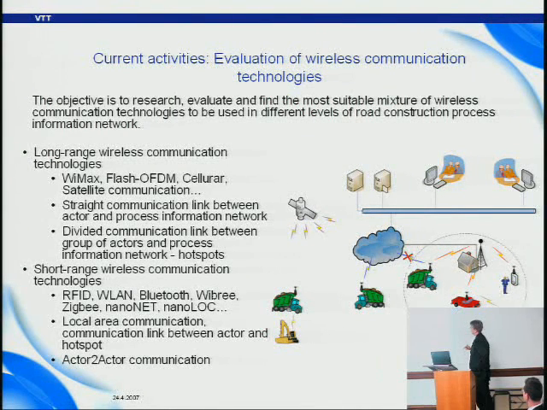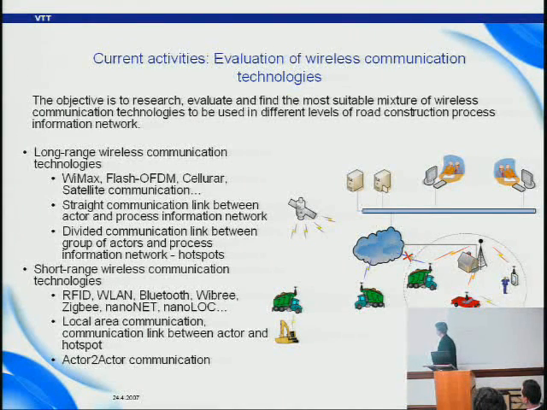So this long-range wireless communication at the construction work site is going to be used like a straight communication link between actors. I mean, an actor in this process network could be a machine, truck, or some loader, or a human actor, or some service in the internet. The actor is the word that describes all.